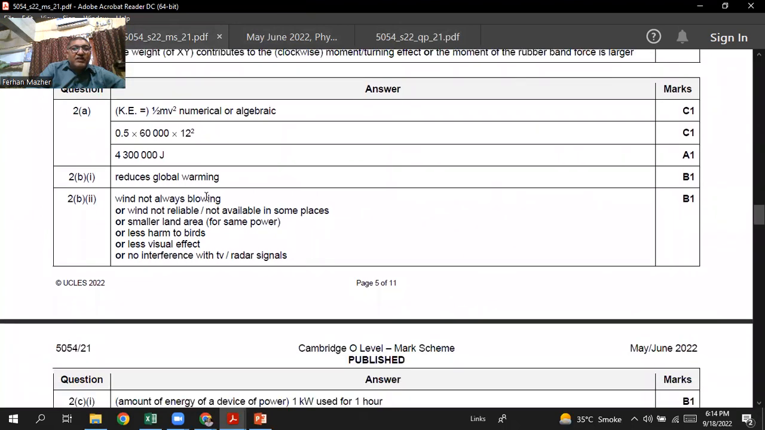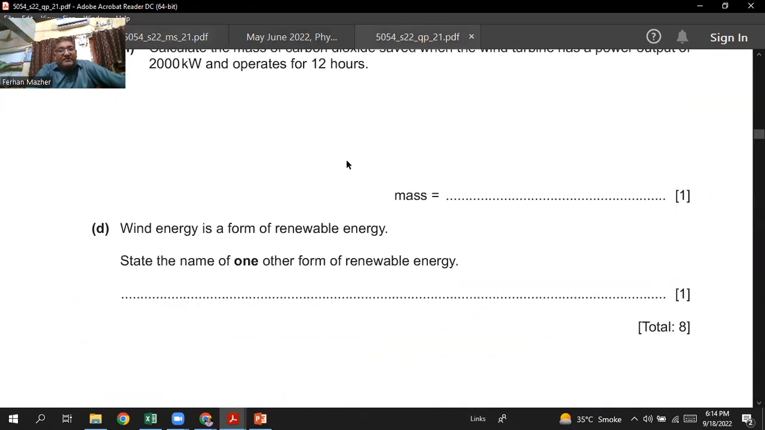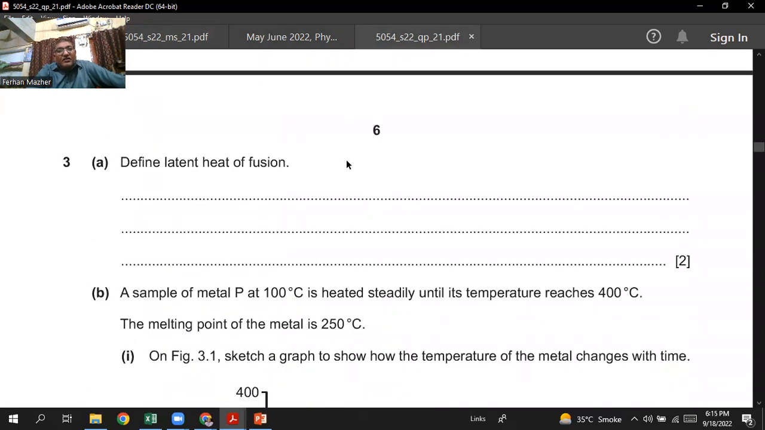So let me show you the marking scheme. My dear students, here the marking scheme for question number 2 is showing up, and you can check your answers here. I have already checked my answers.